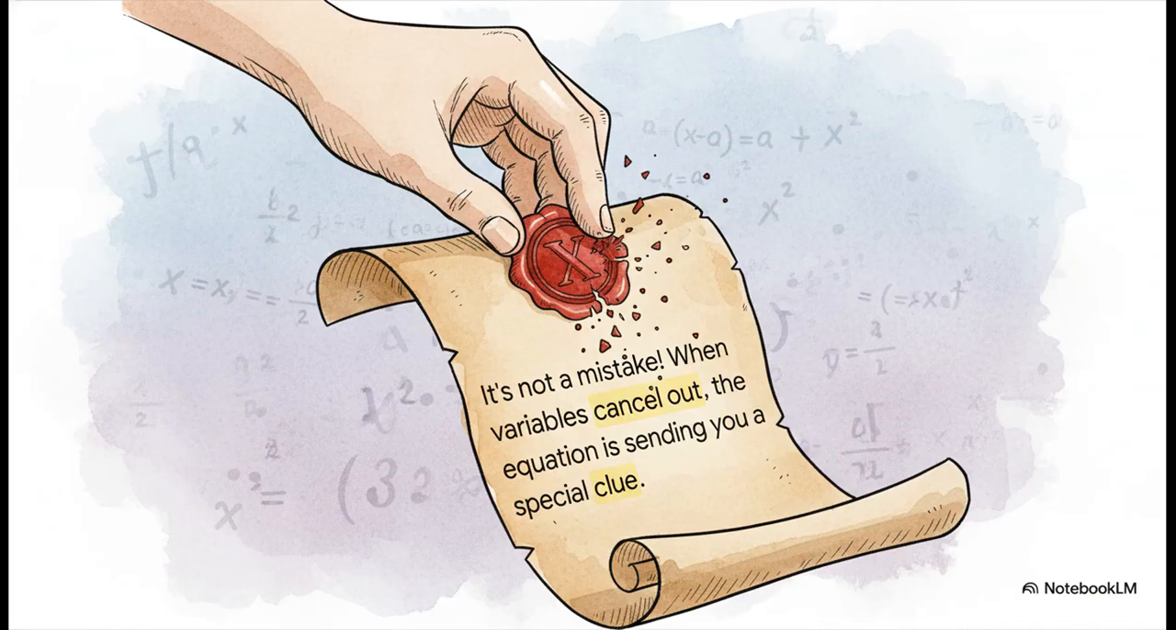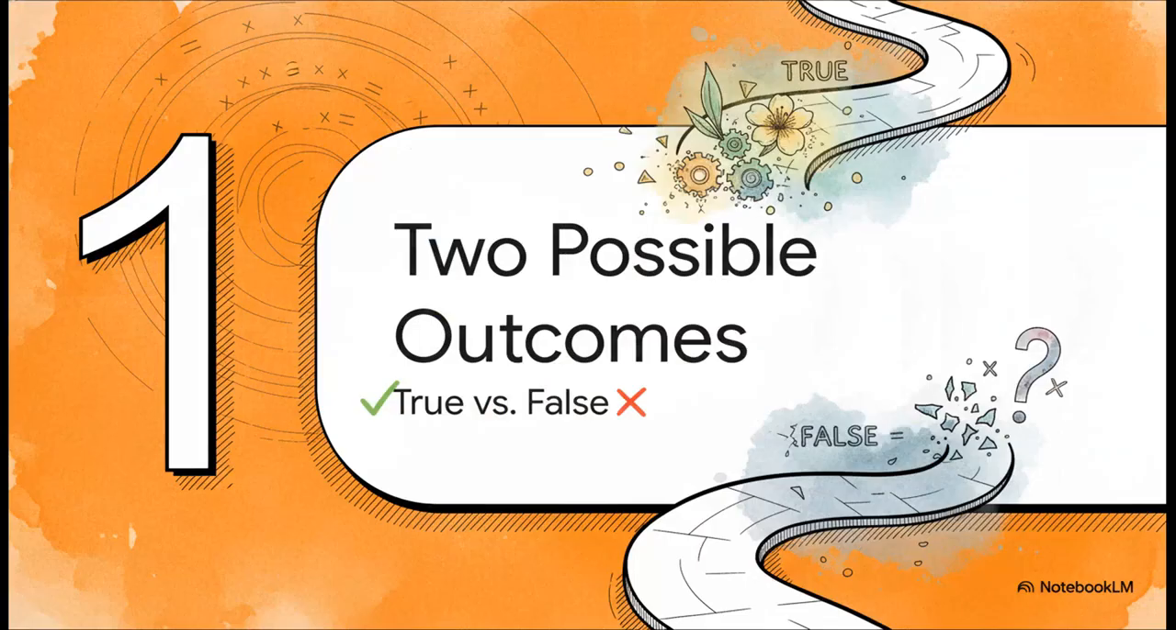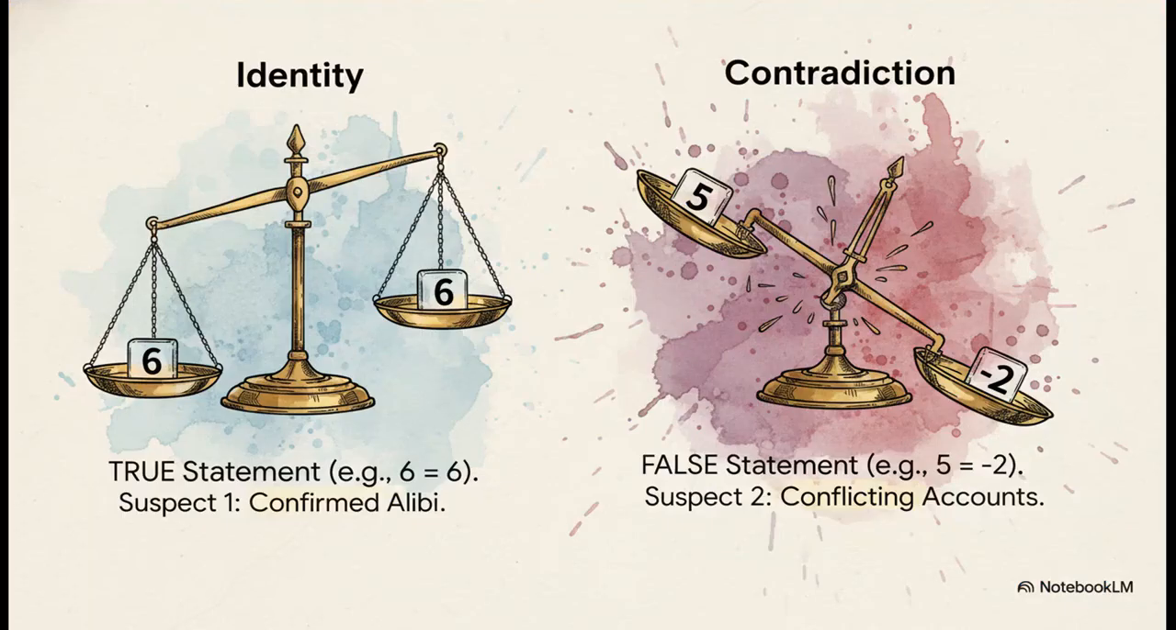This is actually one of those really cool moments in math. When that variable disappears, the equation is trying to send you a secret message. It's not an error at all. It's a massive clue. So when that variable pulls a vanishing act, you've landed in a special situation. And this situation only has two possible endings, two totally different paths the problem can take. Let's look at the two outcomes.